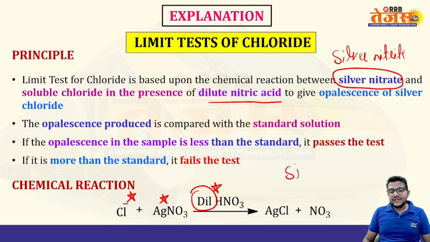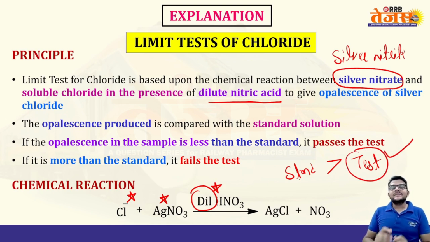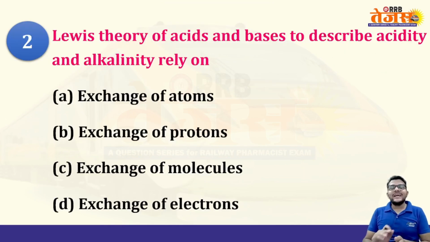If the standard solution is more turbid than the test, it means it will pass. Or we can say if the test sample is more turbid than the standard, it means it is going to fail the limit test. Got it?